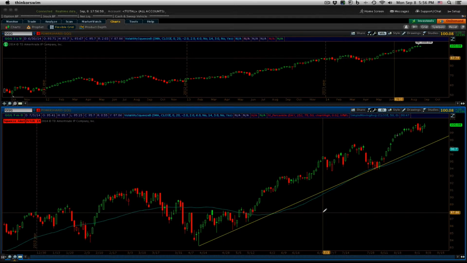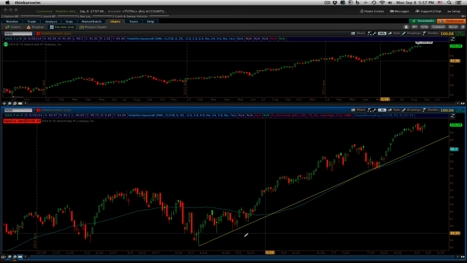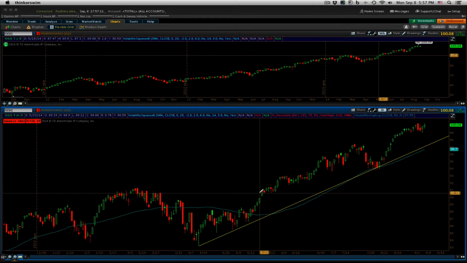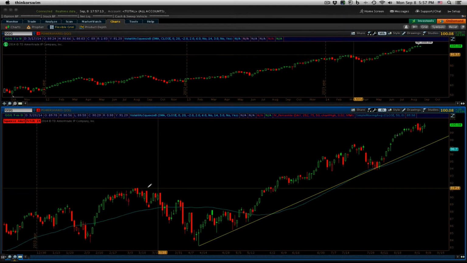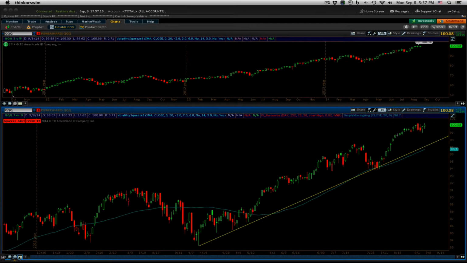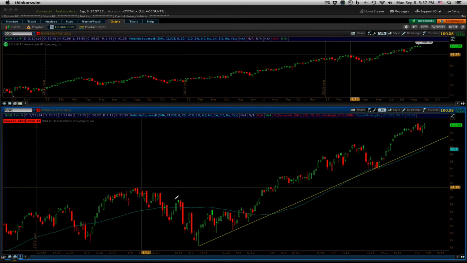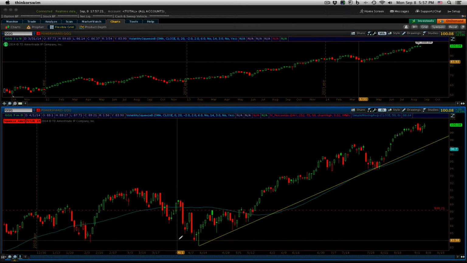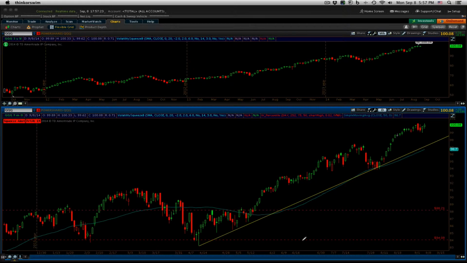So this is a chart of the triple Qs, which is the ETF for the NASDAQ, QQQ. We talked about support and resistance, so that's really what my stops are based off of. So if you were to enter this trade on a breakout over, just for argument's sake, right here, over 88.21, you would first be setting your stop down here at 84.